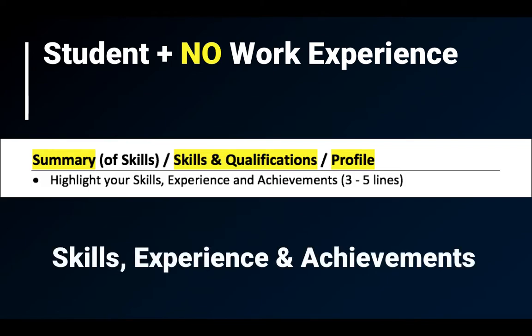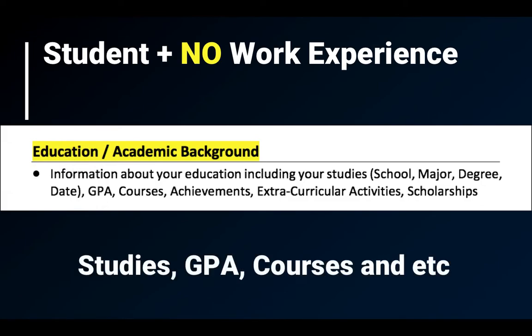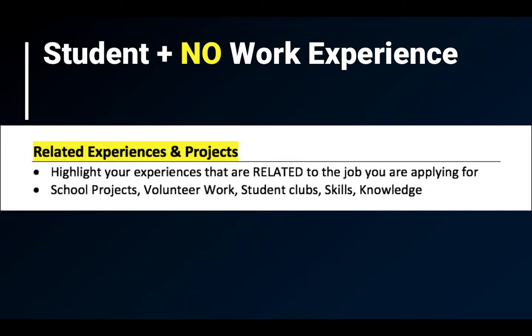I'm just going to go through these relatively quickly because this was explained earlier. The summary is where you highlight your skills, experience, and achievements in about 3 to 5 lines. You have your education, same thing: your studies, your GPA, your extracurricular activities, some achievements or scholarships. And this is the section that differs.